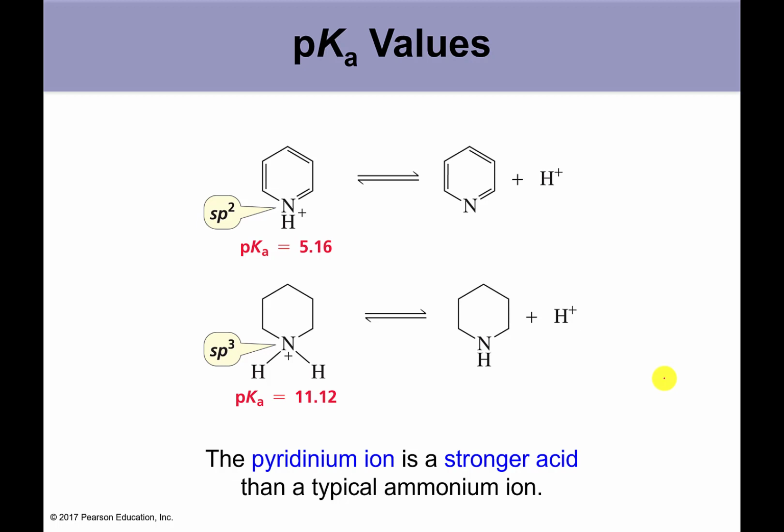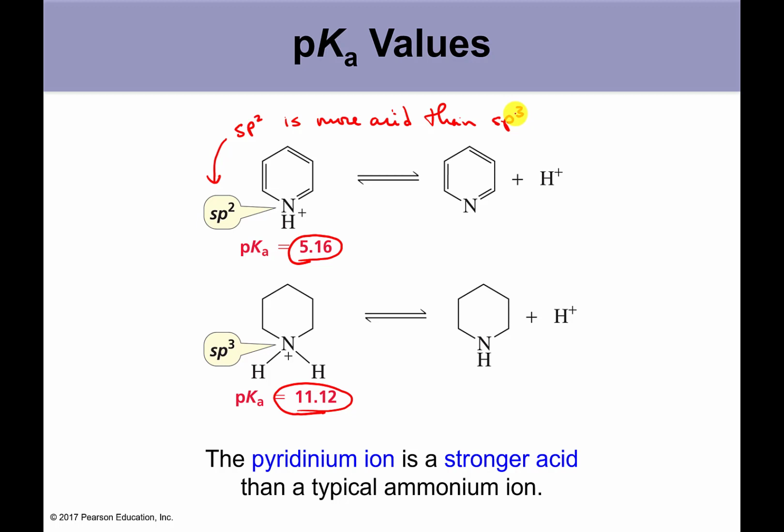Now, its pKa is around 5.16. That of a saturated nitrogen, an sp3 nitrogen, is about 11.2. This is expected because of the hybridization of the nitrogen, right? sp2 is more acidic than sp3. We talked about this a long time ago, that whole argument of percent s character of the atom.